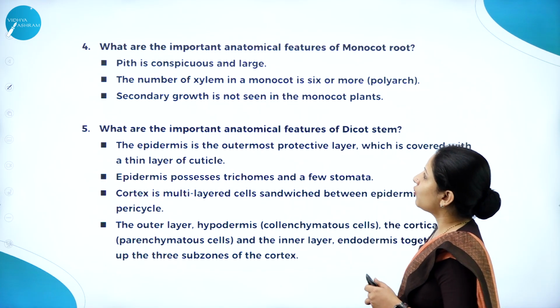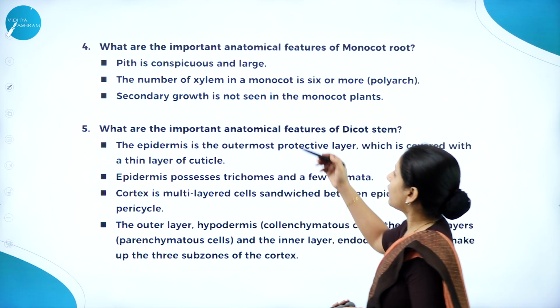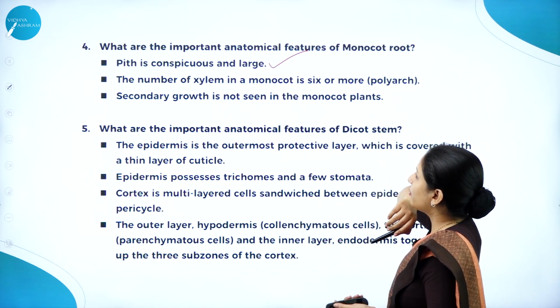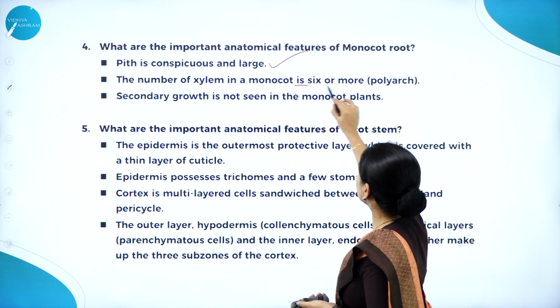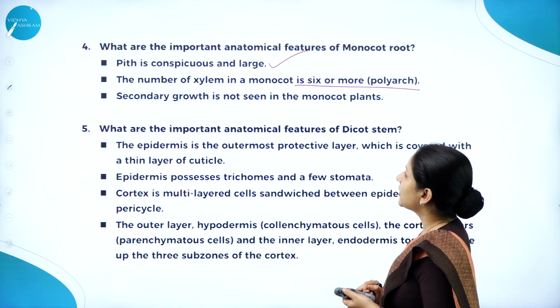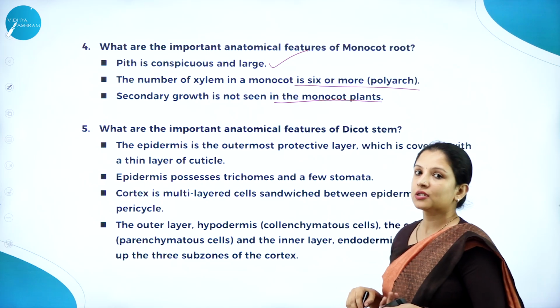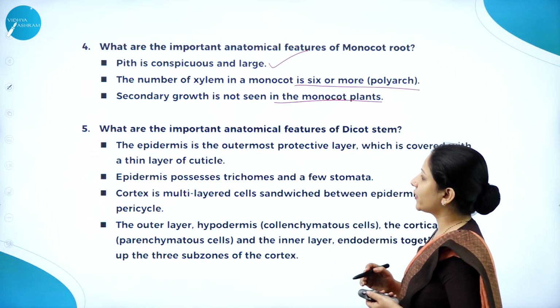Next question. What are the important anatomical features of monocot root? The pith is conspicuous and large in the case of monocot root, and the xylem is in the polyarch condition, that is more than 6. Secondary growth is not seen in monocot plants because they don't have a cambium ring. So, that is why. Next question.